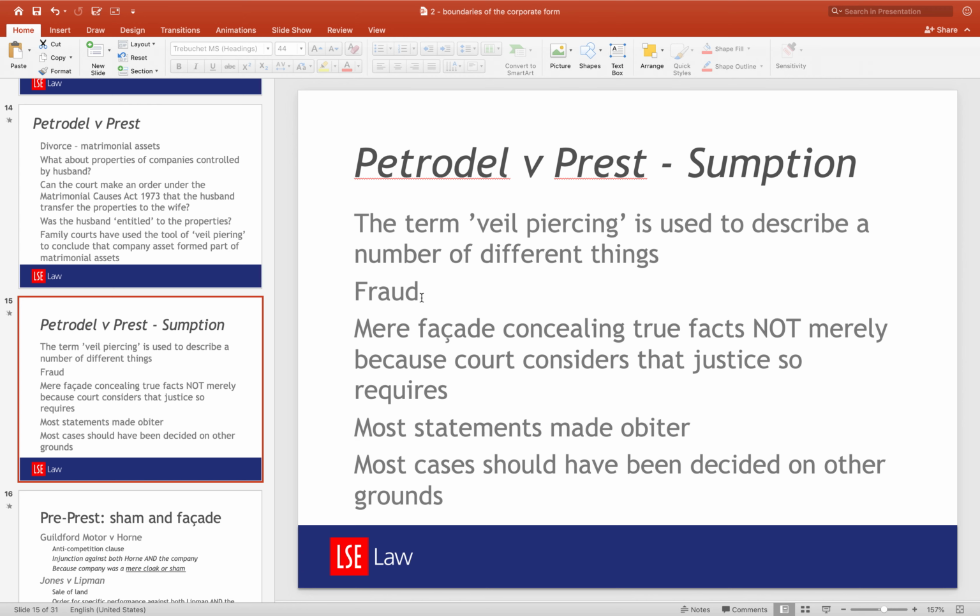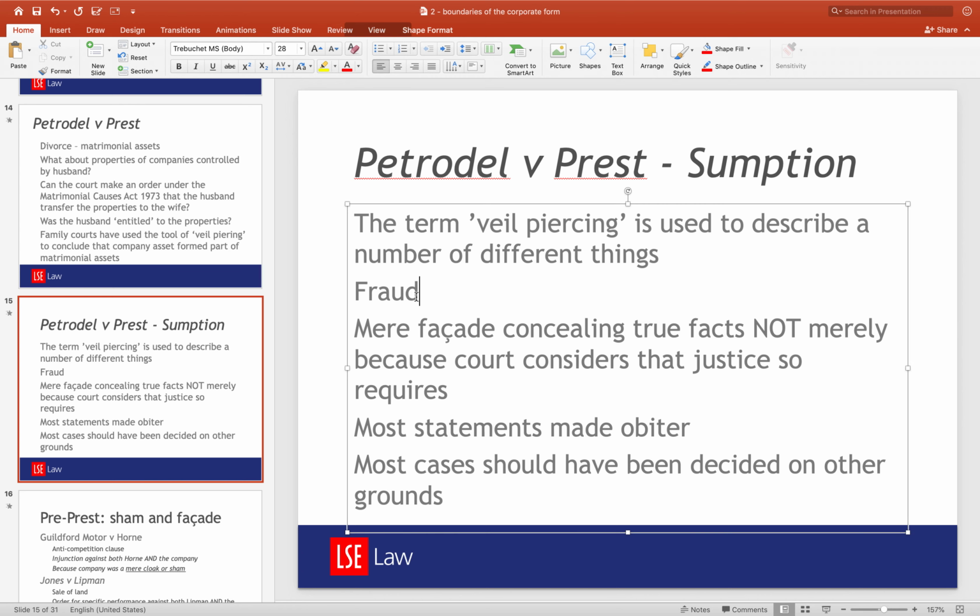That describes too much. For example, it describes fraud, which is just fraud. So we don't need to call it veil piercing. So the idea of a mere facade or a sham is also not great, because the courts don't do some justice exercise. They do more than just say this is fair or this is unfair.